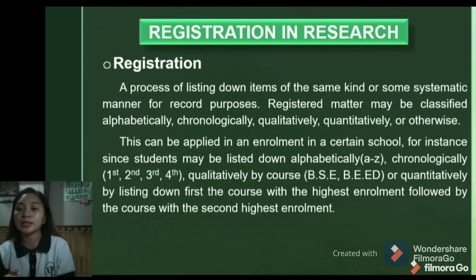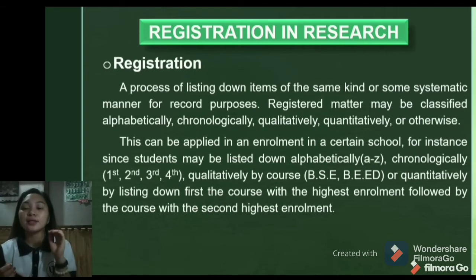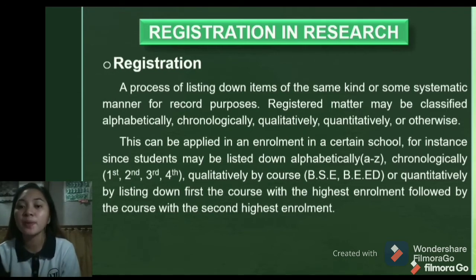Chronologically is classified by years: first year, second year, third year, fourth year, or fifth year. Then, qualitative is classified by course. It can be Bachelor of Science in Psychology, Bachelor of Science in Tourism Management, Bachelor of Science in Office Administration, and so on. And quantitatively is classified by listing down first the course with the highest enrollment, followed by the course with the second highest enrollment, and so on.